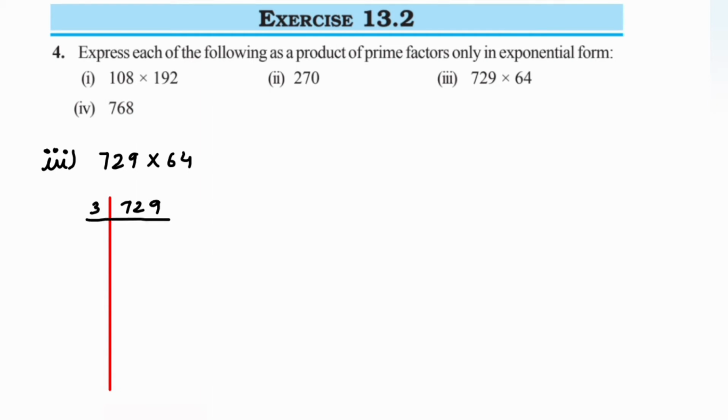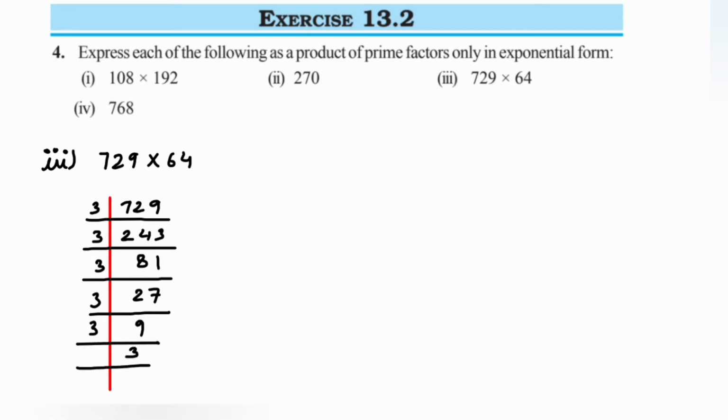So 3 into 243 is 729. Again, 3 8s are 24, 3 1s are 3. Again, 3 into 27s are 81. Then 3 9s are 27, and then 3 3s are 9, and then lastly 3 1s are 3. That's it. Now the same thing we're going to do for 64.